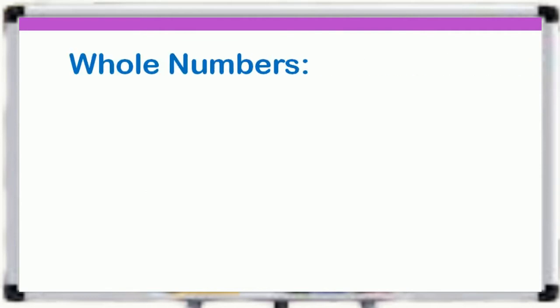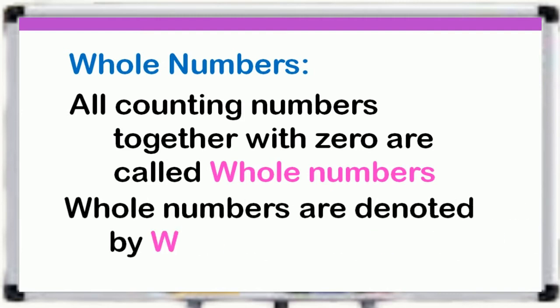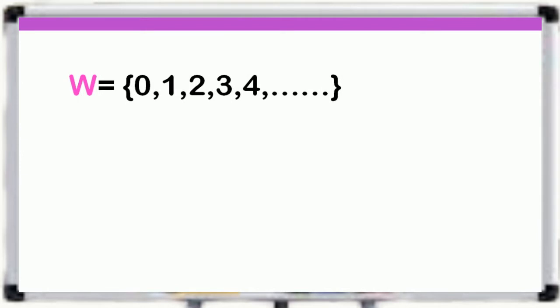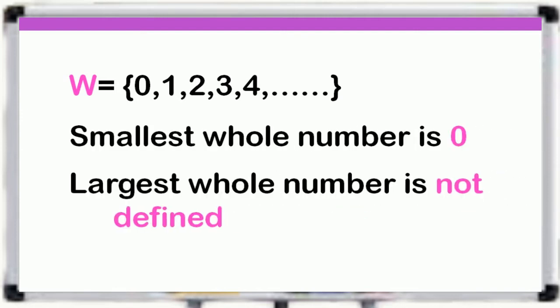Now about whole numbers. All counting numbers together with 0 are called whole numbers. Whole numbers are denoted by W. W is equal to 0, 1, 2, 3, 4, and so on. Smallest whole number is 0. Largest whole number is not defined. Whole numbers start with 0.